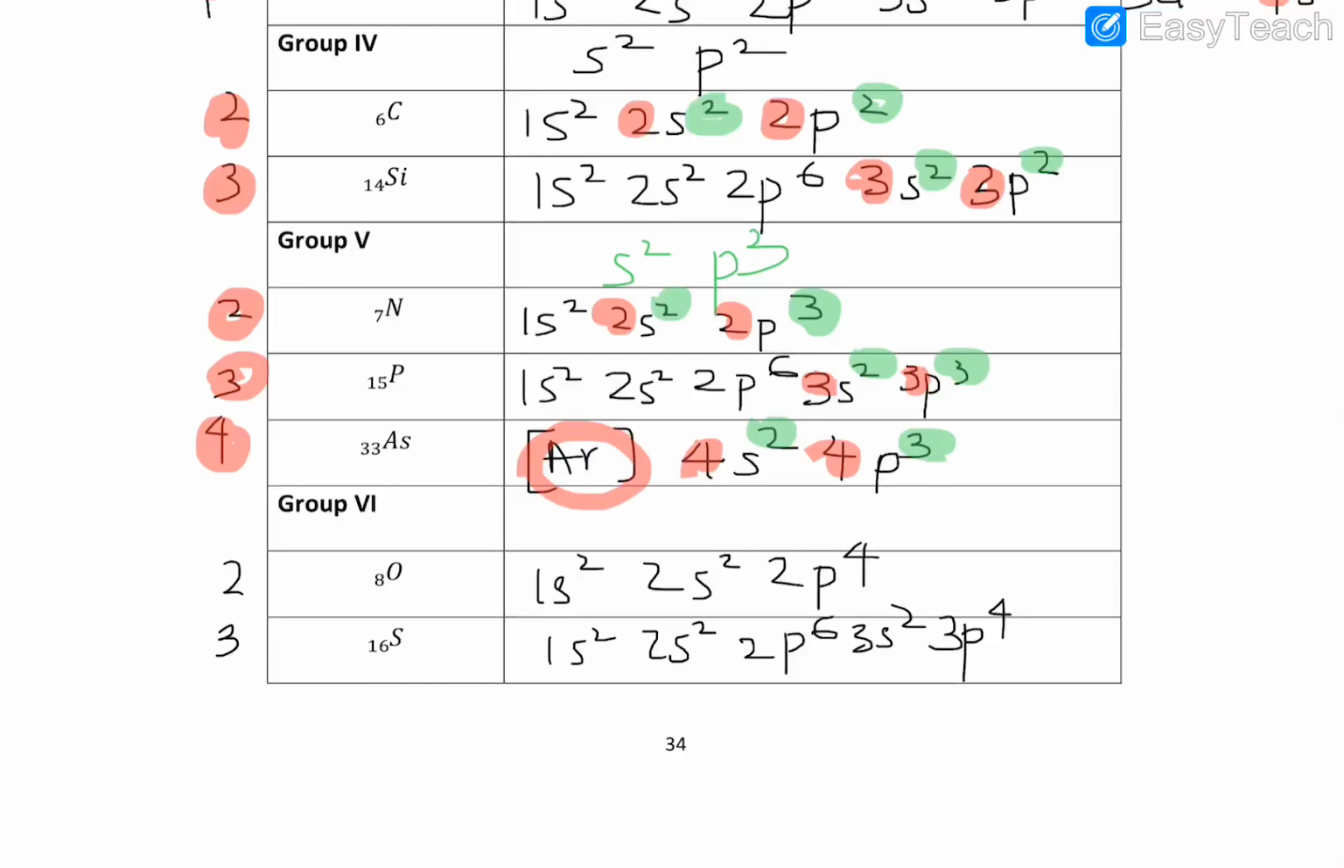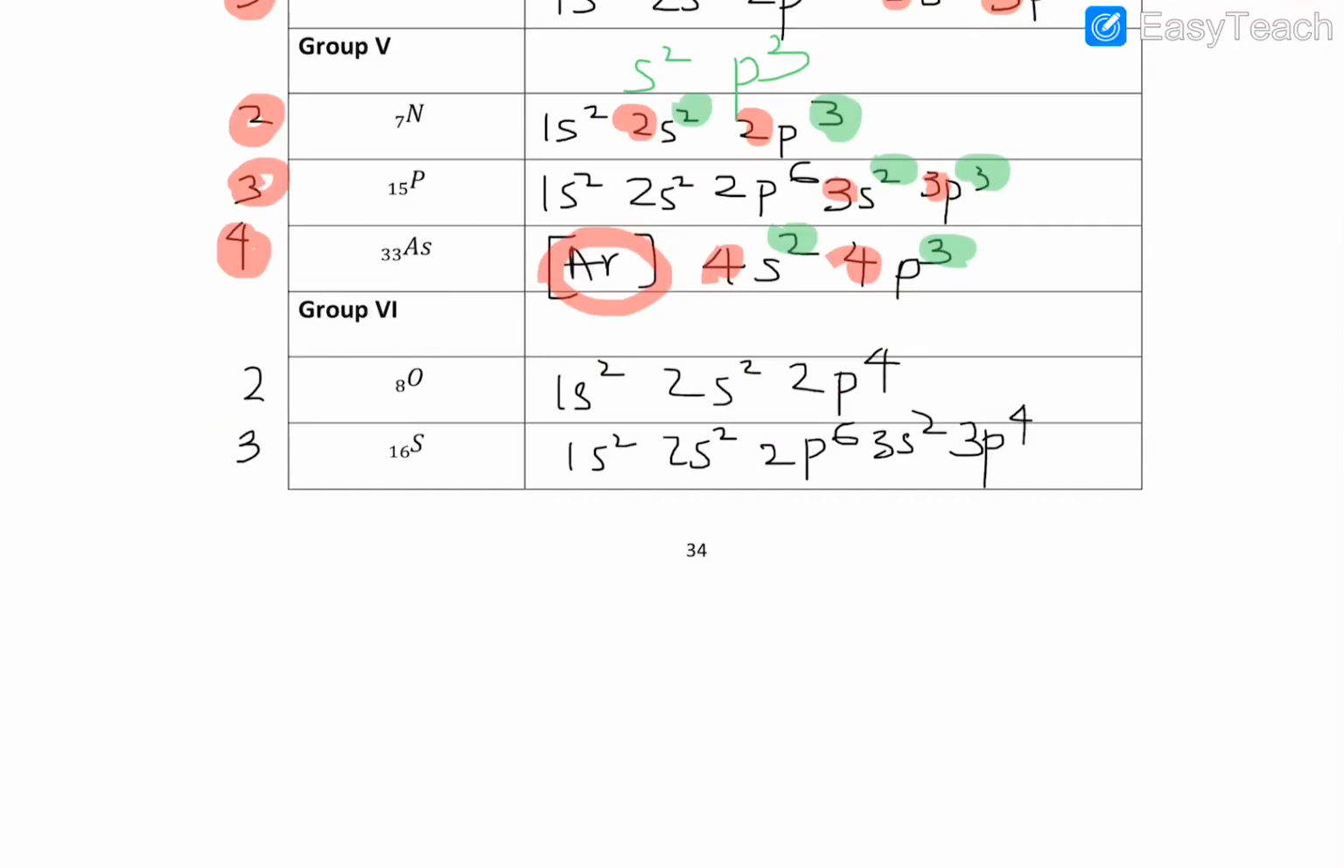Here I've taken Ar as the reference, so I'm not showing everything inside. You can just write the noble gas and then everything according to the period number and the group number. Again, you see period number 2, here it's 3, group 6, so there should be 6 outermost electrons, so that's S2P4, that makes 6. You can see here everywhere it's 2, 4, 2, 4, that makes a total of 6.